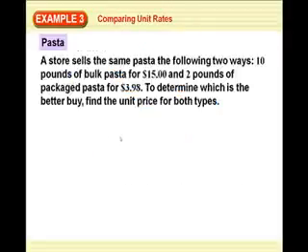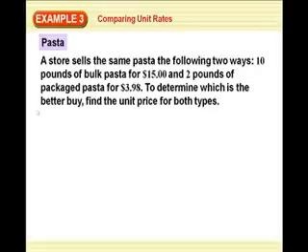The store sells the same pasta the following 2 ways: 10 pounds of bulk pasta for $15 and 2 pounds of packaged pasta for $3.98. To determine which is the better buy, find the unit price for both types. By the way, next time you're at the store, I noticed it at Walmart, if you look at the price tags on the shelves, up in the corner, it has the unit price. Like cereal, a lot of times it might be in ounces. Pop cans, it might be by the can. Toilet paper, it might be per roll. It's a neat way to compare prices to see which is the better deal.